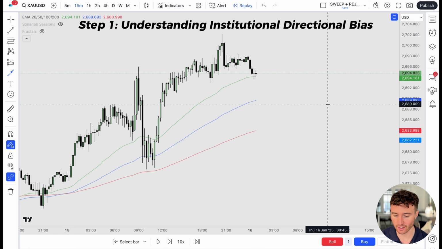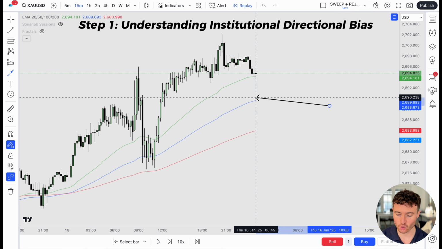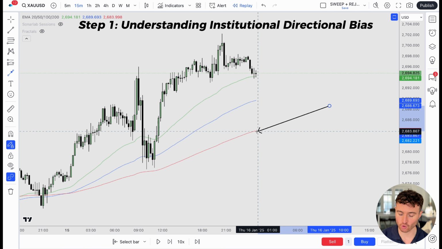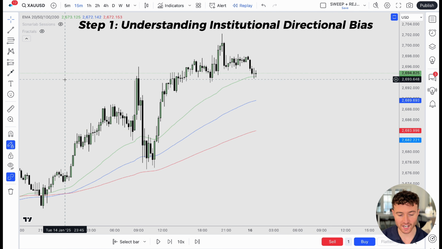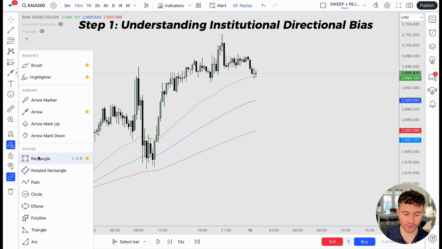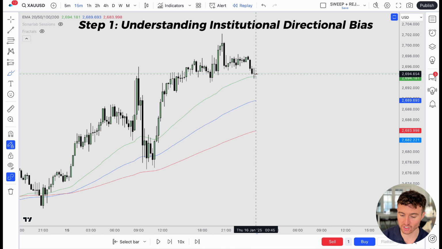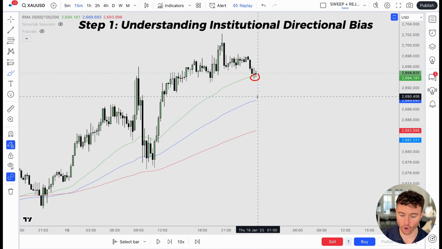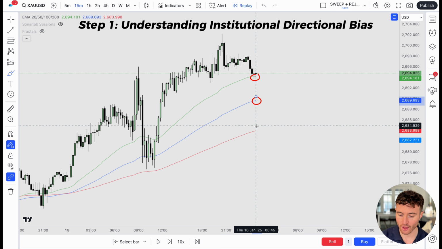So what you see here is the 50 is greater than the 100, which is greater than the 200 exponential moving average. And this indicates to us as a trader that we are long bias on this market. That means that when we turn up to the market, we are only, and I repeat, we are only looking for longs on this market.